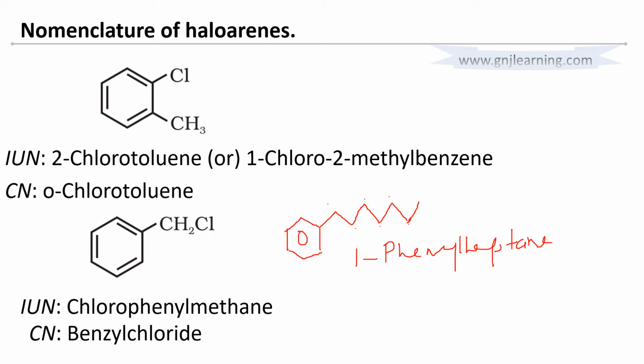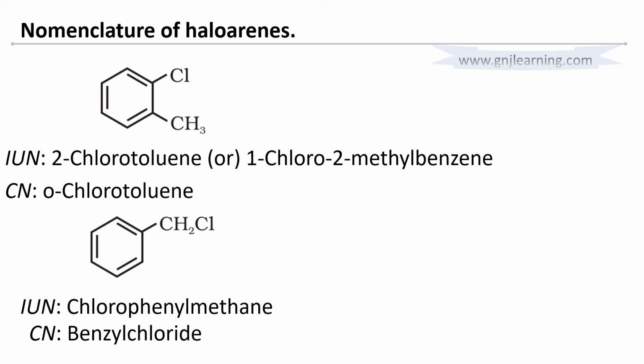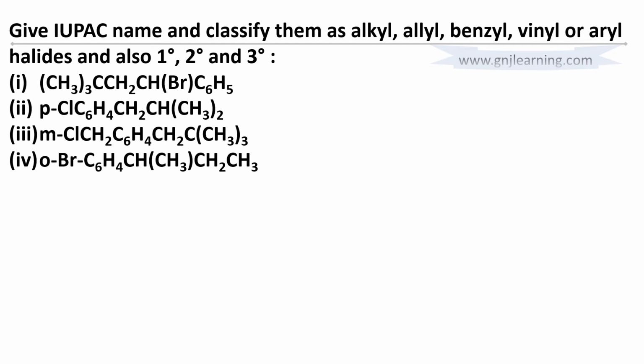There are a lot of other compounds which you can name, but for the time being we don't have that much to learn about phenyl and its substituents. So we'll see further namings in the coming slides. So here I have to find out the IUPAC name and identify whether it is alkyl, allyl, benzyl, vinyl, or aryl halide. And also if it is an sp3 carbon, then I have to classify it as primary, secondary, or tertiary. So here, the first compound.